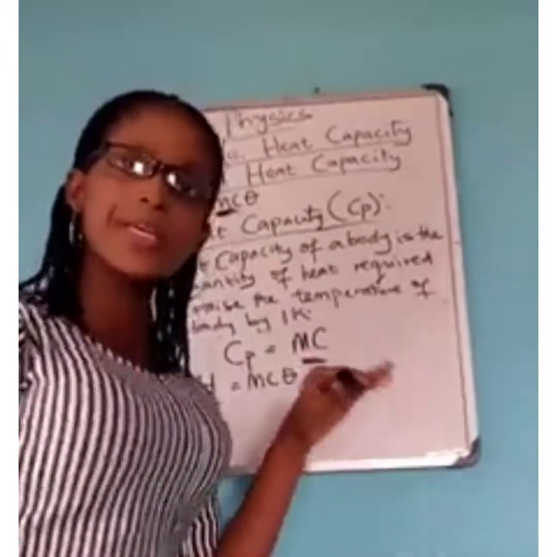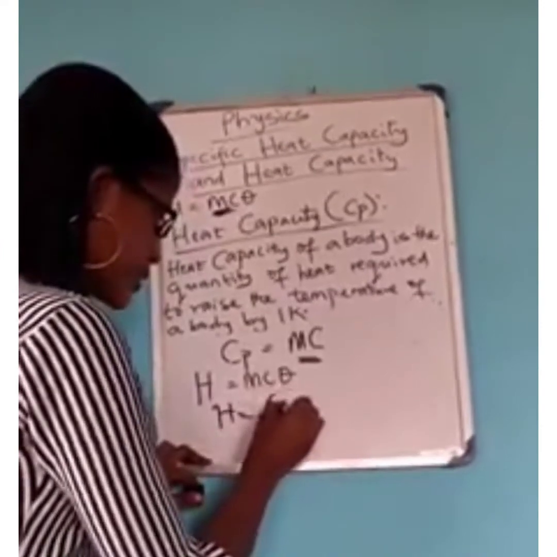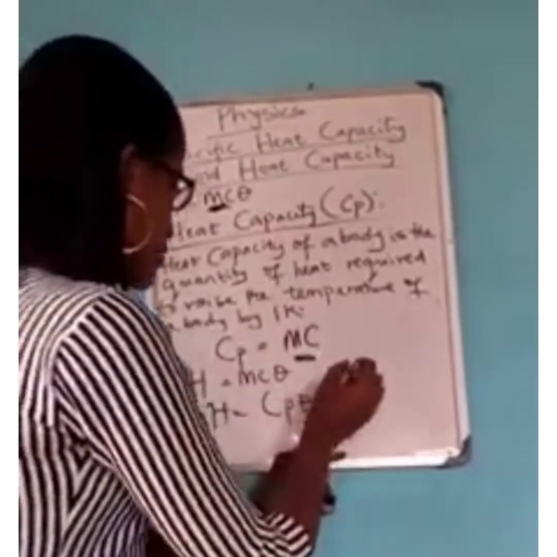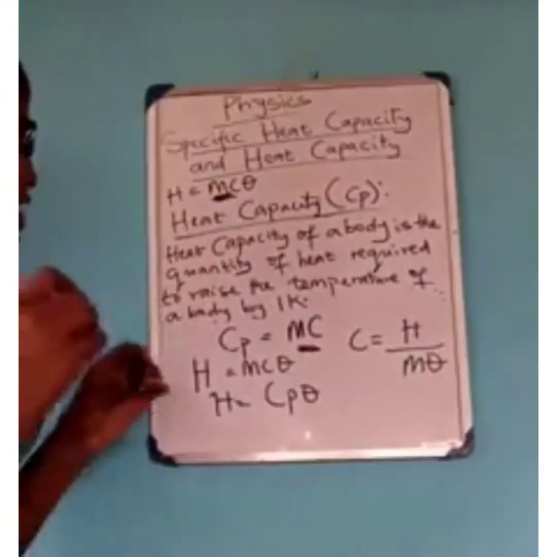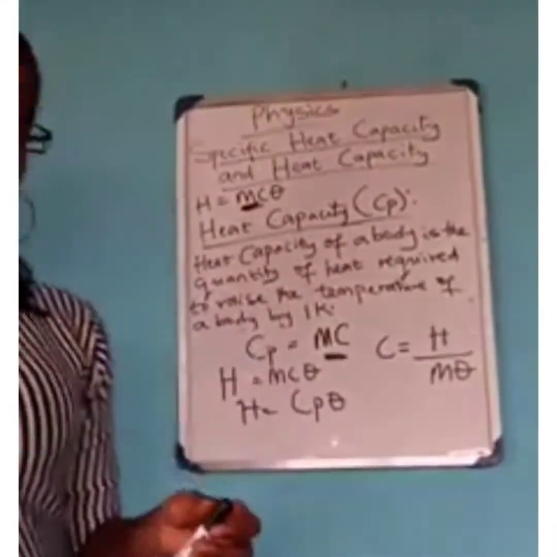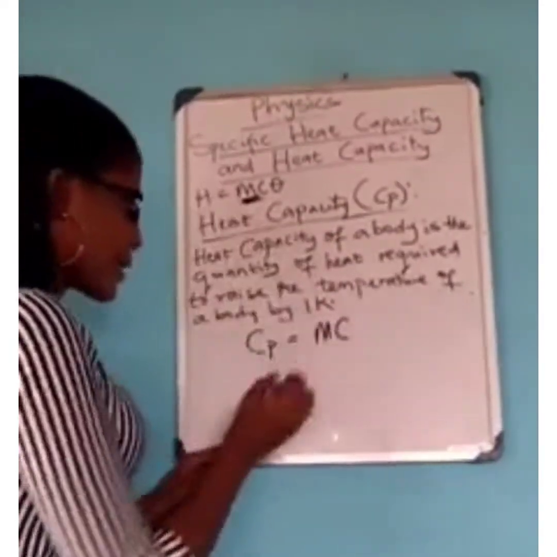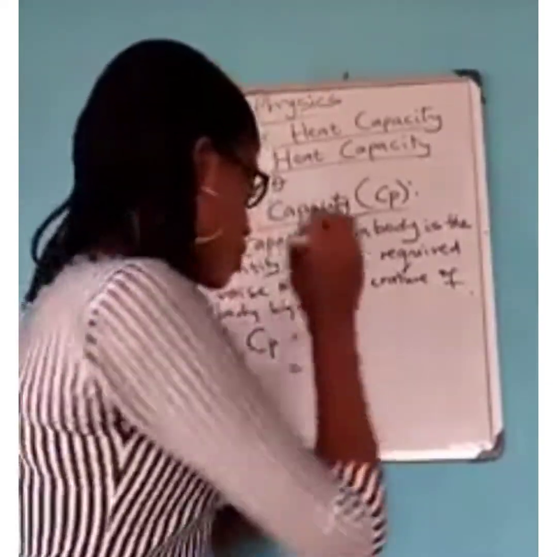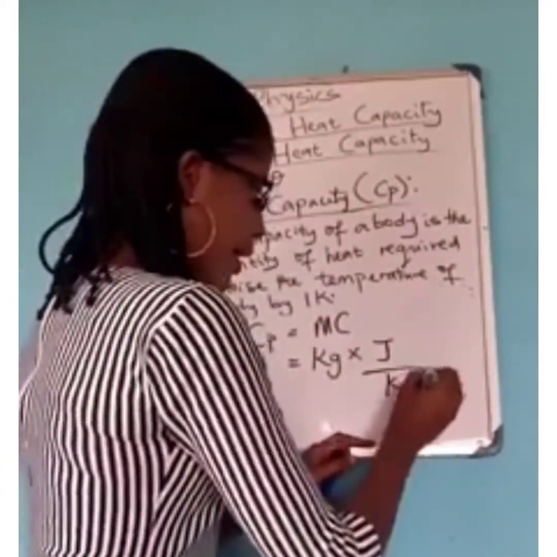Since we've agreed that Cp is mass times specific capacity, therefore H will now be equal to Cp theta. So we have this formula, and then we have the formula that says that C is equal to H over m theta. Then to get the SI unit for specific capacity, we can simply state that if Cp is equal to m times specific capacity, which is kilogram, times, remember our unit for specific capacity, which is joule per kilogram per Kelvin.